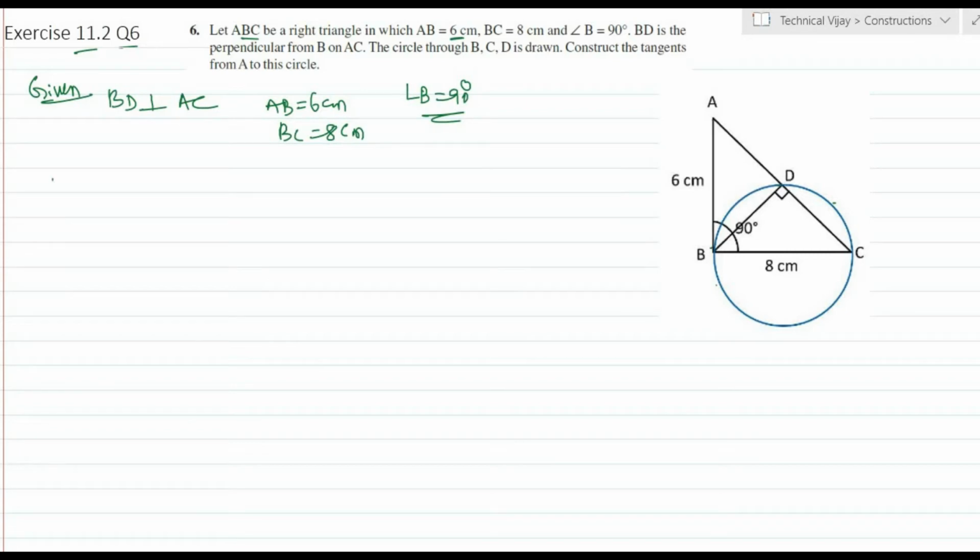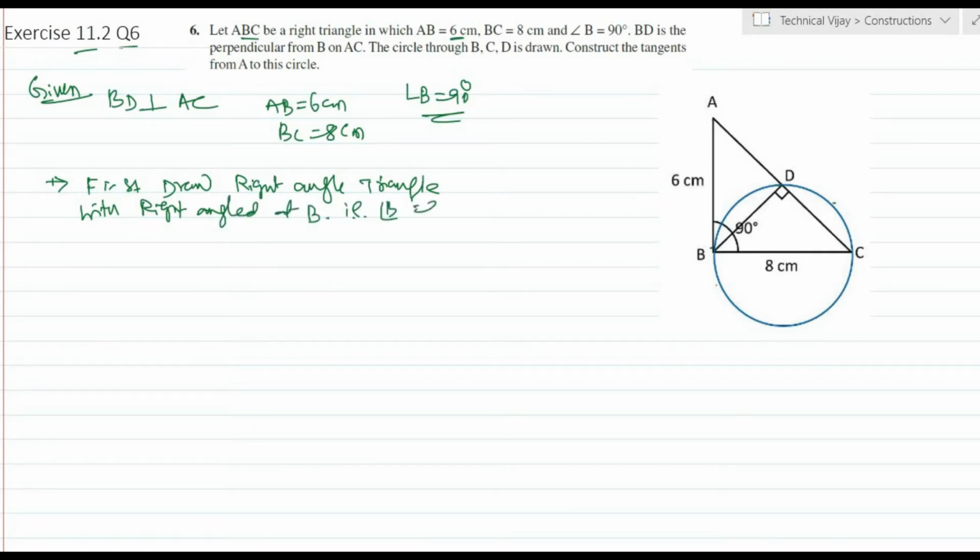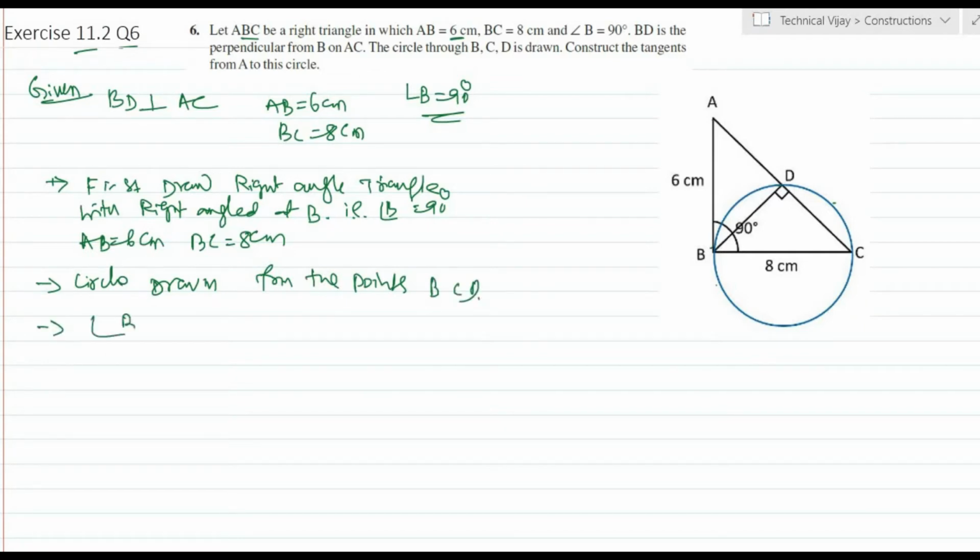First, draw the construction portion. Draw a right angle triangle with right angle at B, that is angle B is equal to 90 degrees, AB is equal to 6 centimeter and BC is equal to 8 centimeter. This we have to draw first. After that a circle is drawn through the points B, C, D. Now we see that angle BDC is equal to 90 degrees, because this is a perpendicular.